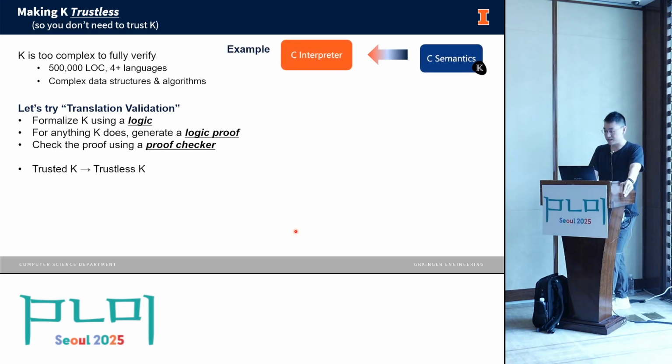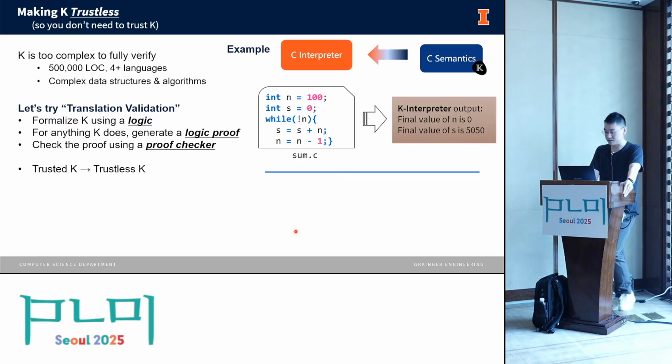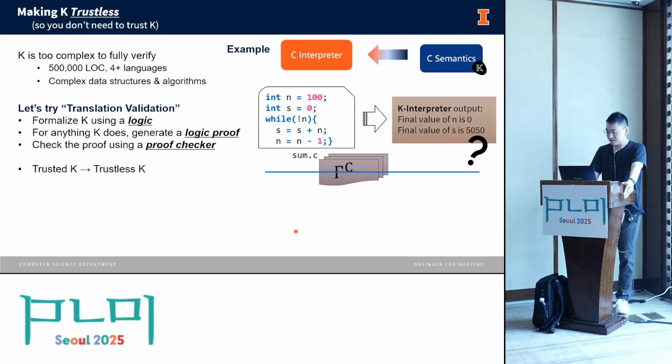For example, this is how it works on C. From the C semantics we can get a C interpreter which can execute programs and give you some output. For example, this is a very simple program that calculates a total sum from 1 to n, and the K interpreter will say that the value S is 5050. But you don't want to trust that. In this case, you might.